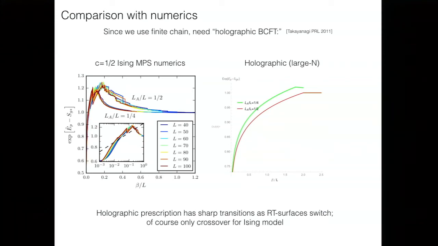Now in the holographic prescription, there's of course going to be sharp transitions where various RT surfaces switch. That leads, for instance, to the peak before it drops down to 1. We wouldn't really expect to see such sharp behavior here, but at least you roughly see that there's always a crossover scale of order 1 where it peaks and then saturates.